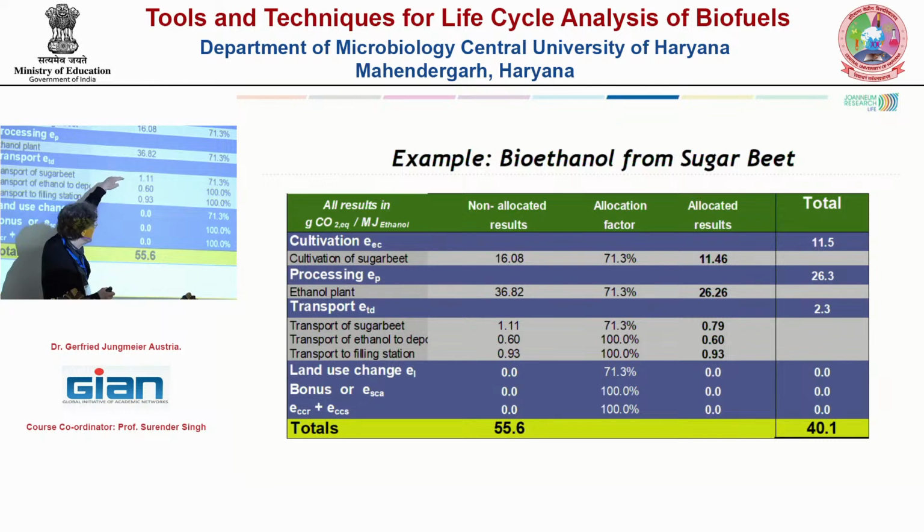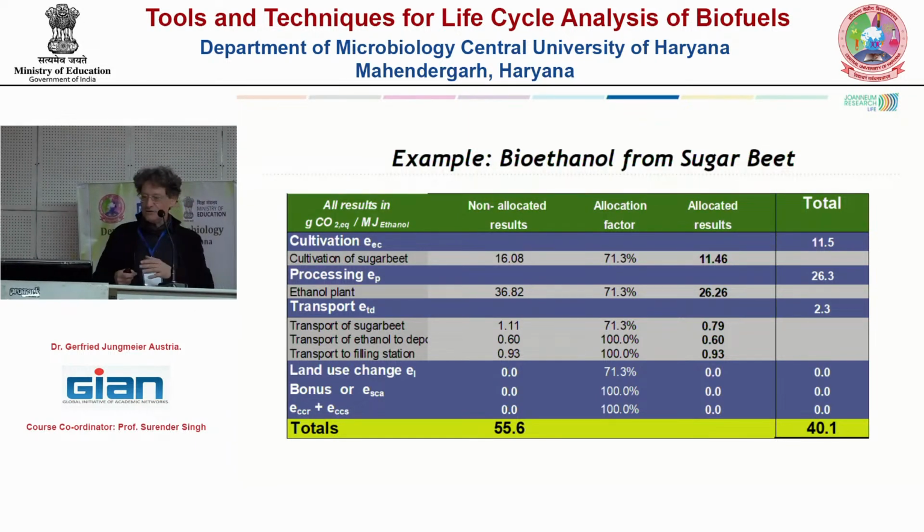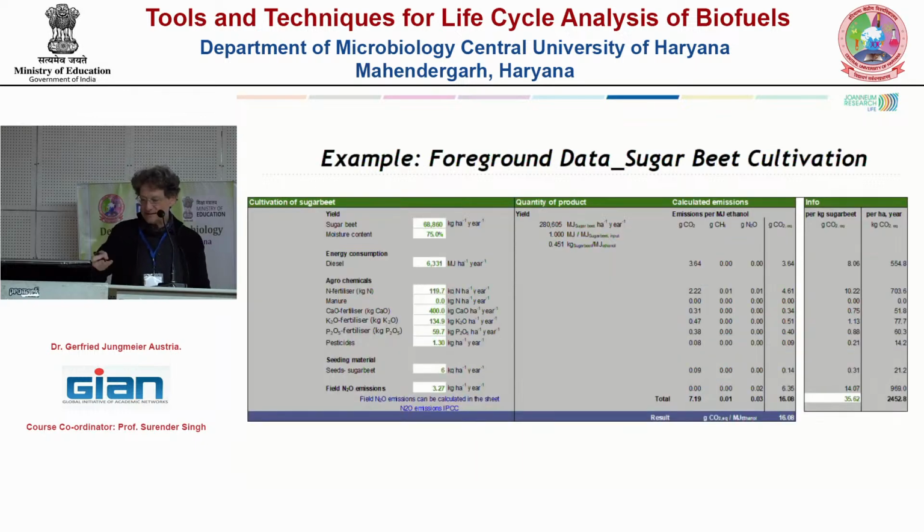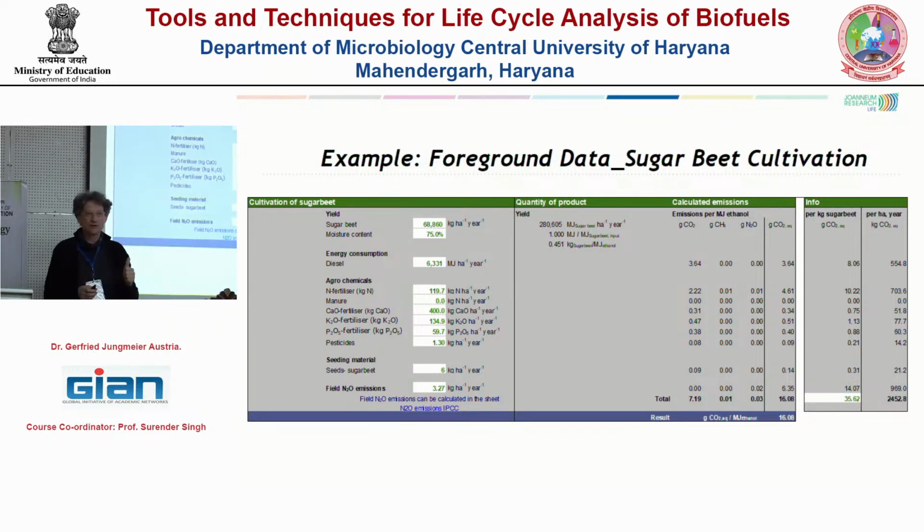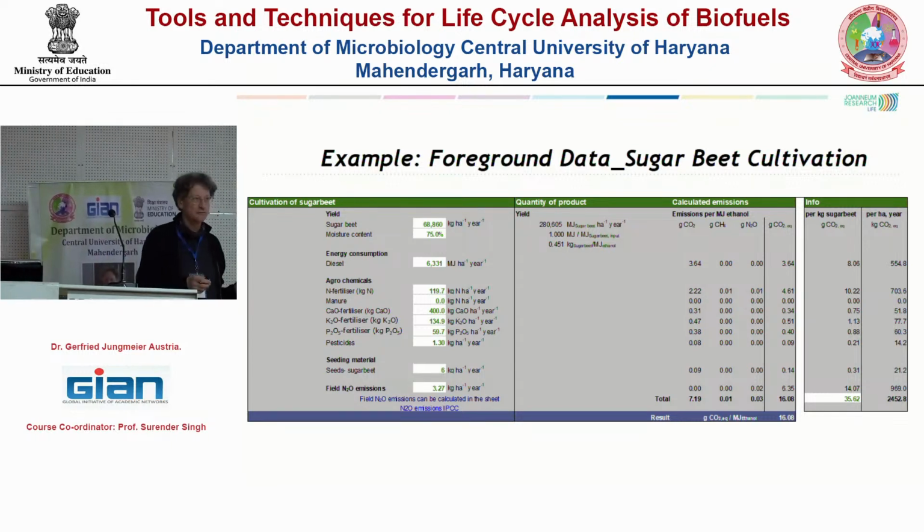And it also shows you in which step you have the highest emission. And again, you see it's the cultivation and the processing which adds up the most. And so this tool starts with this summary, and then you go step by step. The cultivation step is the first one, and it's the white cells here. They tell you first about the yield. What is the yield of the sugar beet, and what is the water content of the sugar beet? When you harvest it, that's something you have to know.